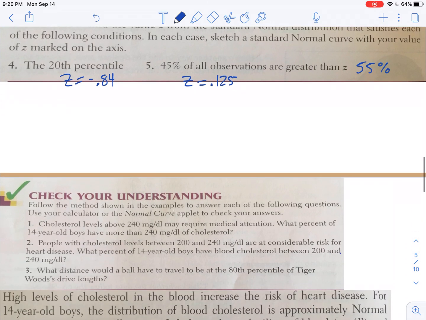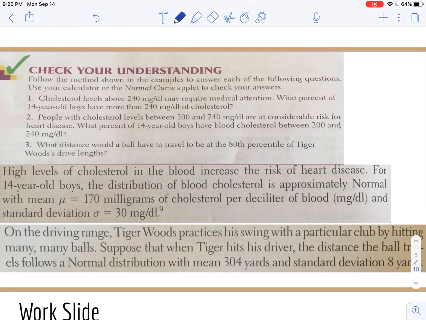Now, we don't want to just use our alpha table with z-scores. We actually want to start applying it a little bit. So I've got a check for understanding that's from the book, and it's using some word problems from the book. Numbers 1 and 2 apply to the cholesterol of teenage boys. The second one applies to driving lengths of Tiger Woods' practice drives. So let's dig in here.